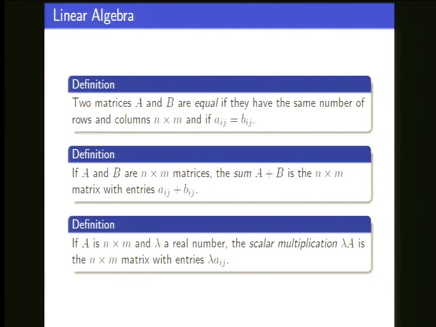Anyway, you know what a matrix is. What does it mean for two matrices to be equal? For each index ij, a has to be equal to b, right? But in addition, the sizes must be the same.